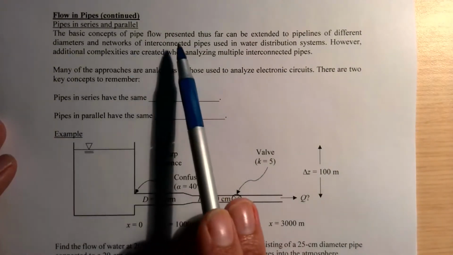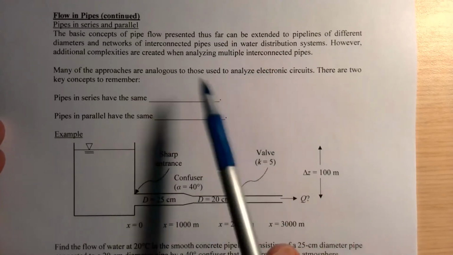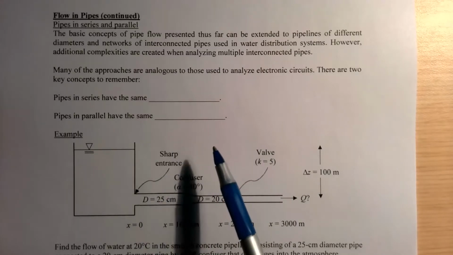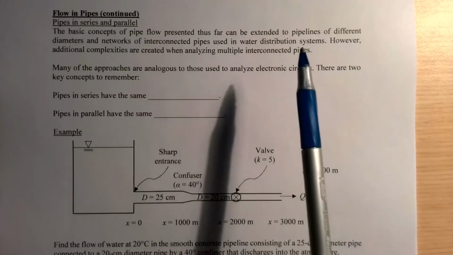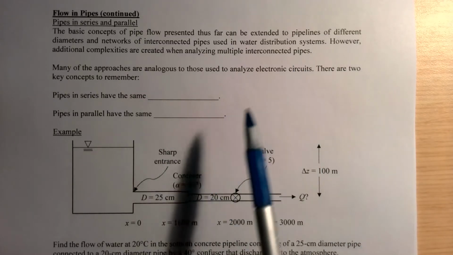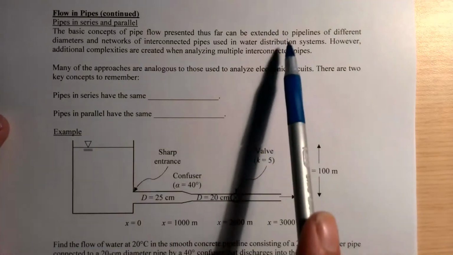So the basic concepts of pipe flow that we've talked about for one pipe can be extended if we have pipe systems where you have a lot of pipes that are connected together. So we still can use energy balances, we can still use mass balances, we can still use friction losses. All those things work, but there's a few other things we have to know. So what are those couple other things?